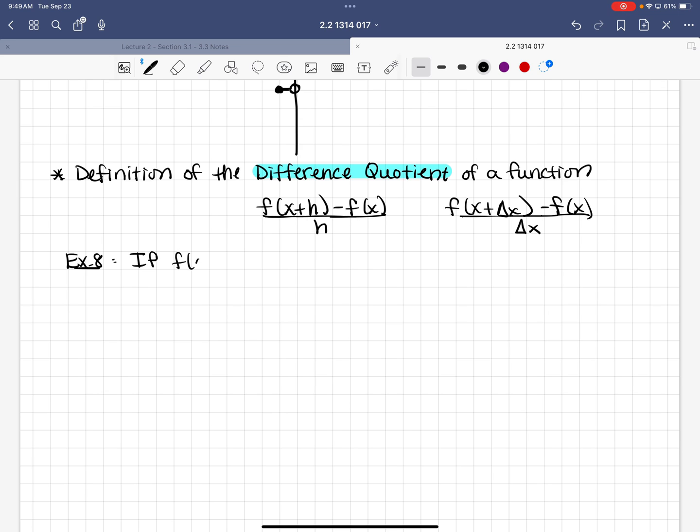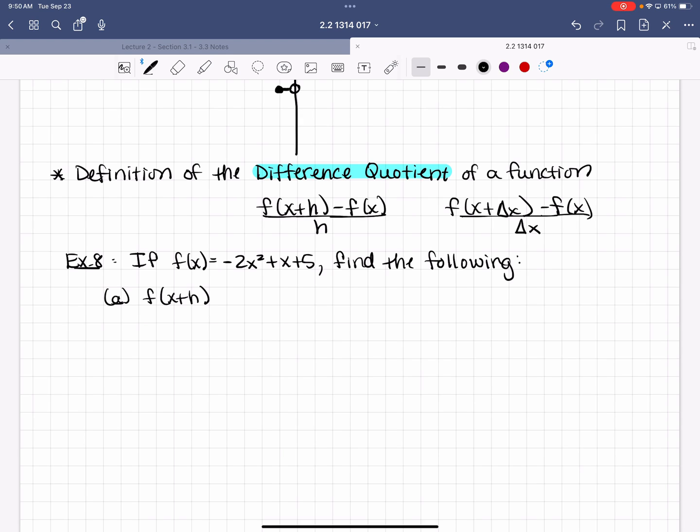For your purposes though, all it does is ask you things like: if f of x equals negative 2x squared plus x plus 5, find the following. And they'll be nice to you, and in A, they'll ask you to find f of x plus h. And then in B, they'll ask you to find f of x plus h minus f of x all over h, such that h does not equal 0.